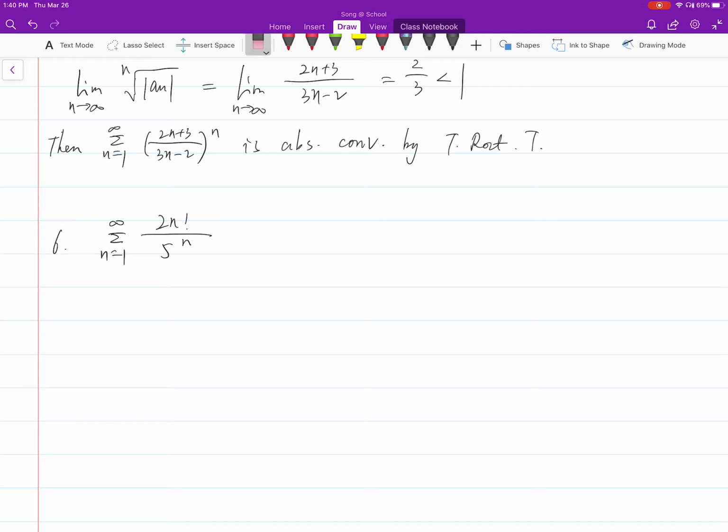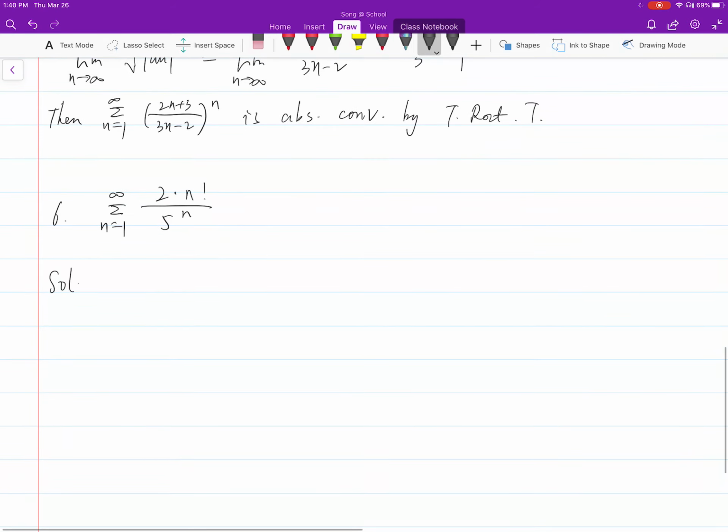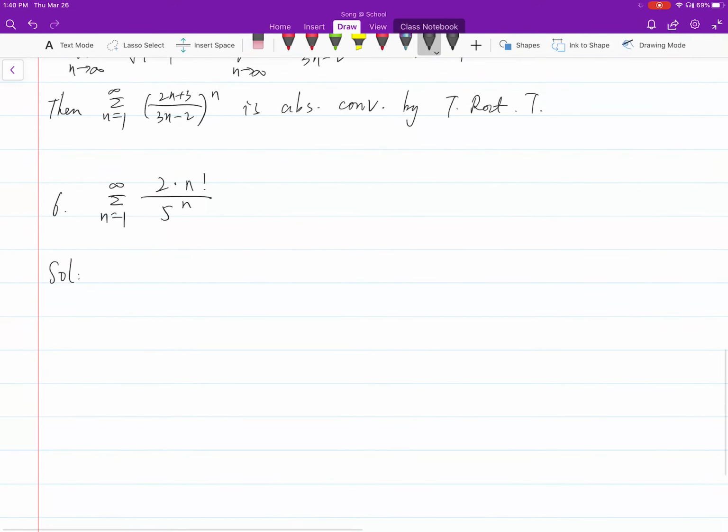Why? Let's take a look. To make it more clear, it's 2 times n factorial over 5 to the n. My claim is whenever you see a factorial, you should seriously consider the ratio test. Let's see why.